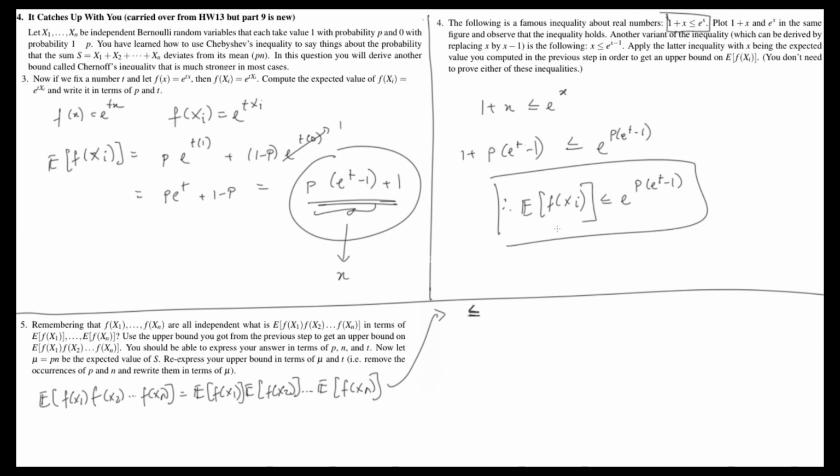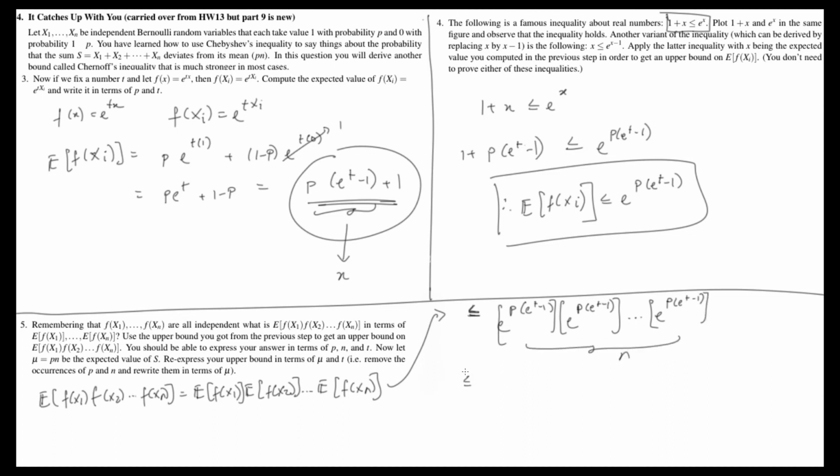Well, this is less than or equal to the product of terms, since each and every one of these expectations is less than or equal to e to the p times (e to the t minus 1). So each and every one of these terms is less than or equal to that. Therefore, the product of all the terms is less than or equal to e to the p (e to the t minus 1) times all the way to e to the p (e to the t minus 1). There are n of these.